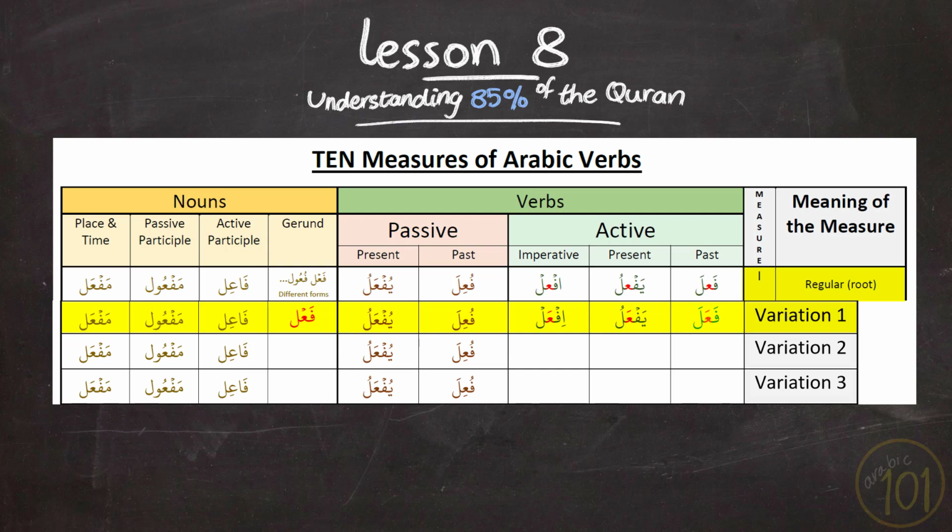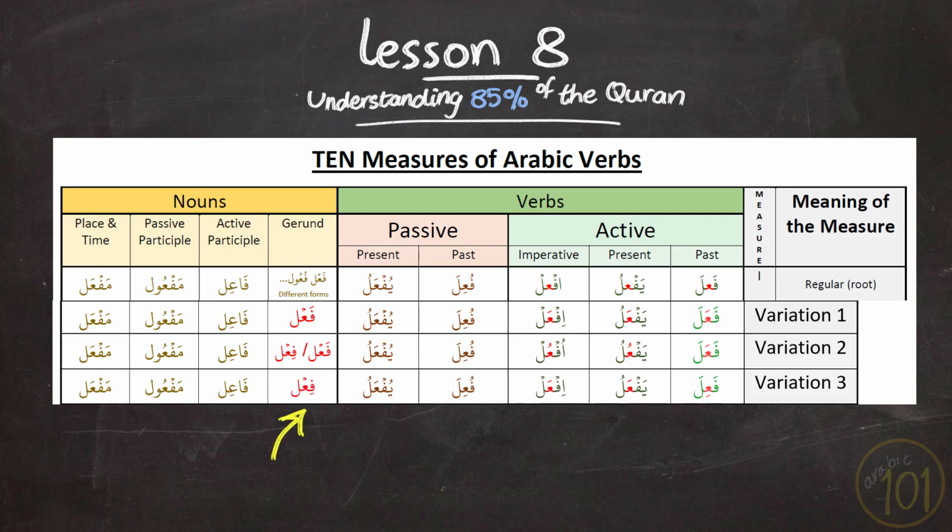Now, other variations will have other short vowels. So in variation number 2, as an example, the ayn will remain with fatha on top, but as for the present pattern, it will have dhamma, so it will be yaf'ul. And the same thing for the imperative form, and it will be uf'ul. And as for the gerund, it will be with fatha or kasra under the fa. And there are of course other variations with different short vowels on top or under the red letters.